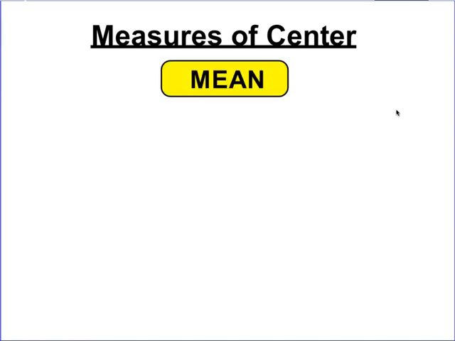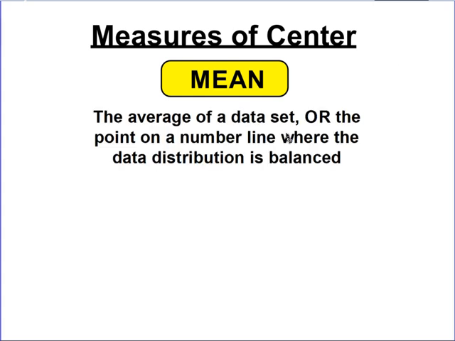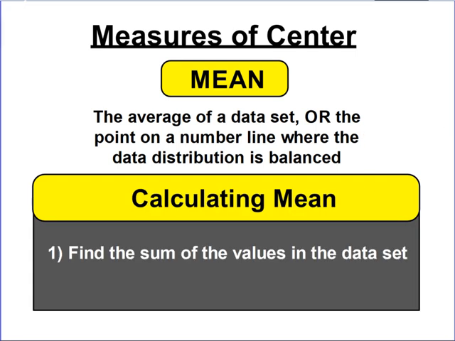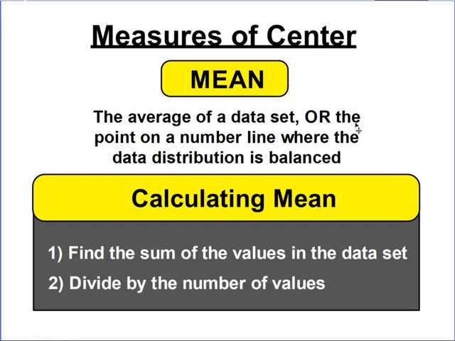Okay, so when we calculate mean, we're going to use numerical data because you need numbers to calculate a mean. So mean shows the average of a data set, or it also shows the point on a number line where the data is balanced. And I'm going to show you that later on. But I want to go over the basics for how to calculate mean the old-fashioned way first. So to calculate the mean, all you need to do is find the sum of the values in the data set, so basically add them together, and then divide by the number of values that are in the data set.